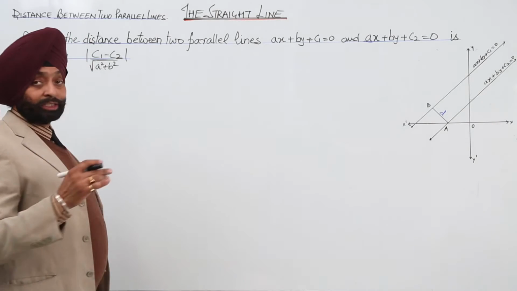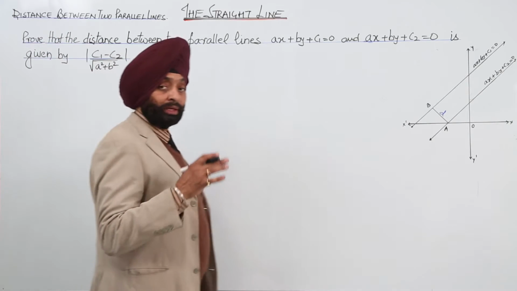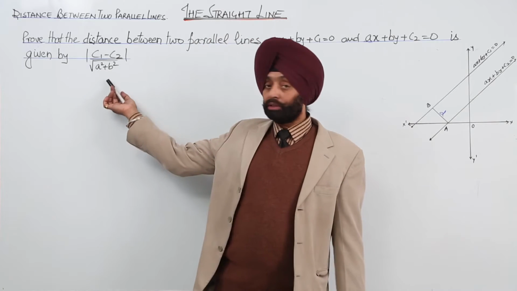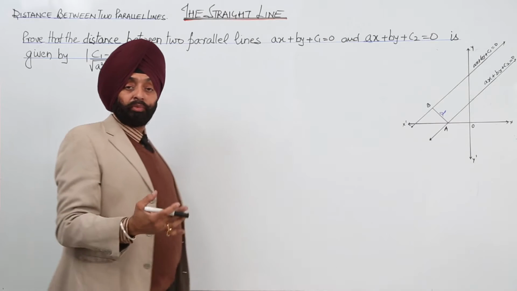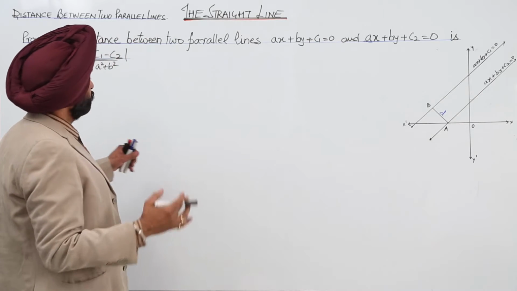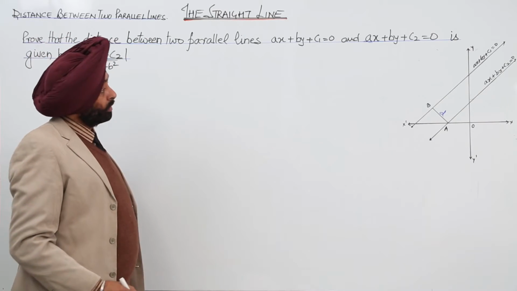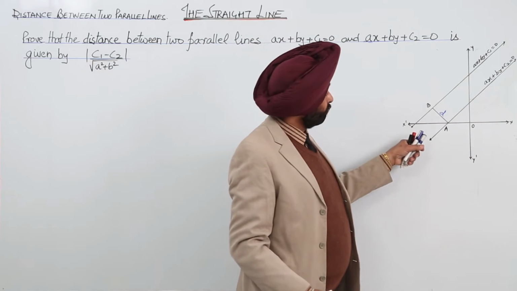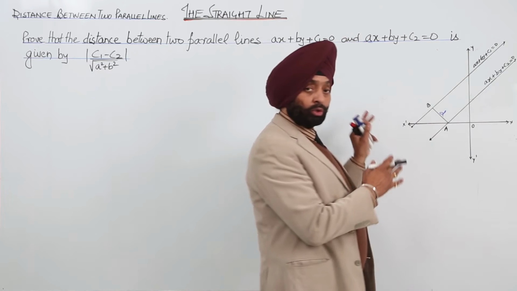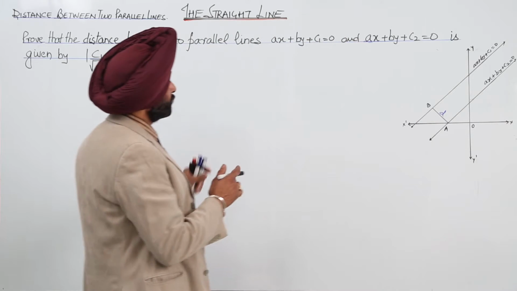Now the distance between two parallel lines is given by the formula mod of C1 minus C2 upon square root of A square plus B square. Okay. So we are given the equations of two straight lines, and I have just drawn a figure that is in front of you. Two parallel lines with the given equations.